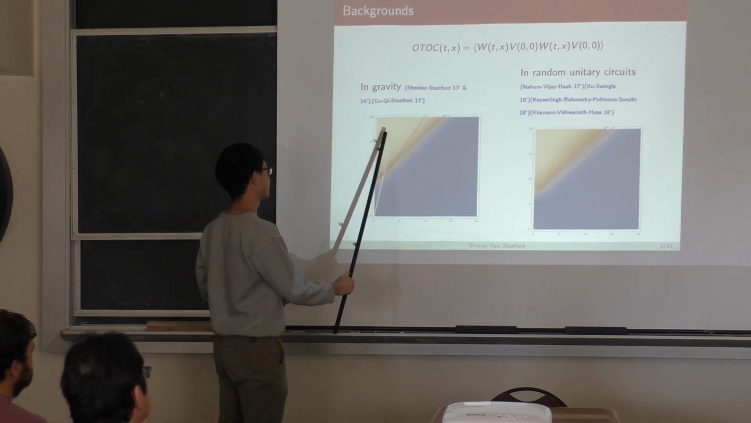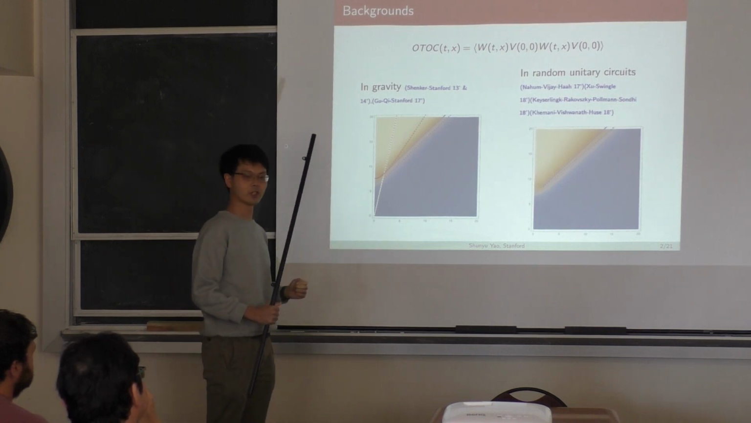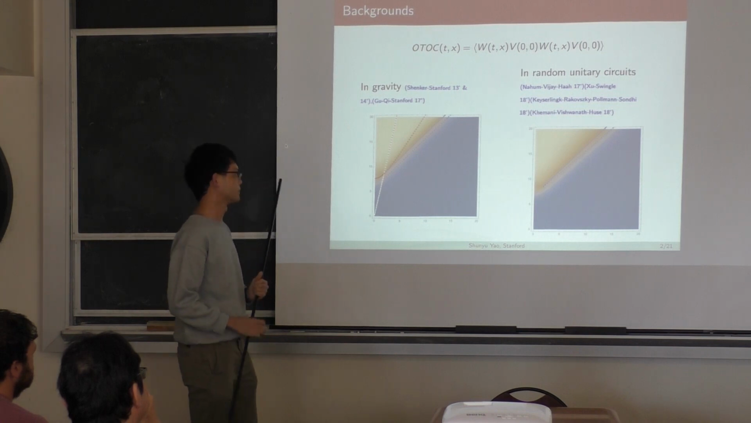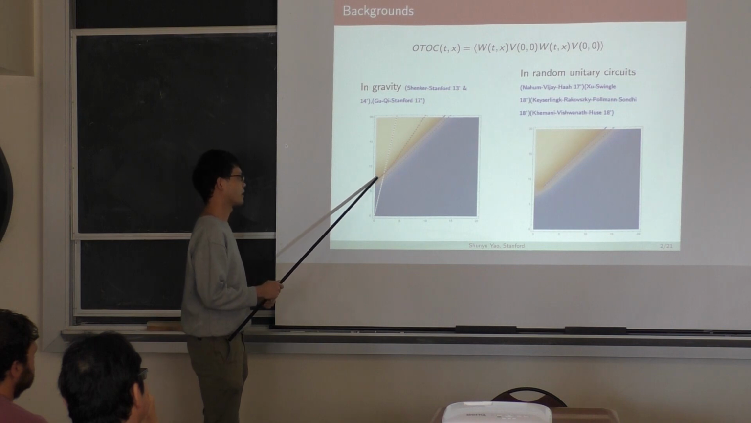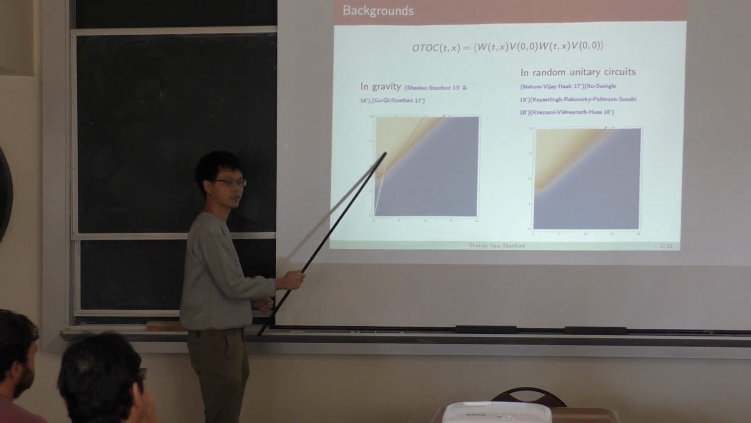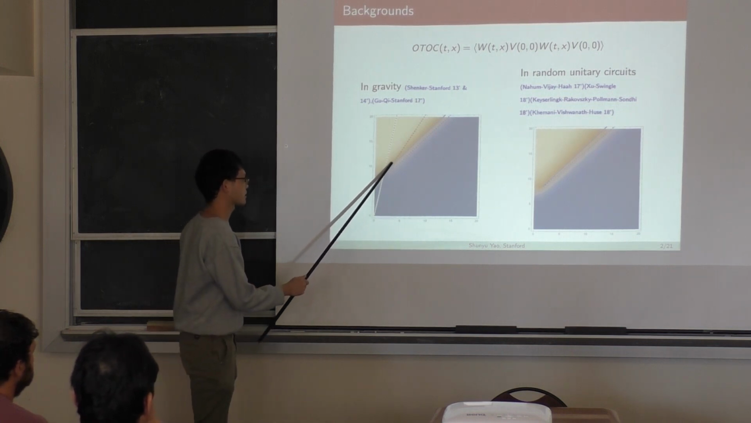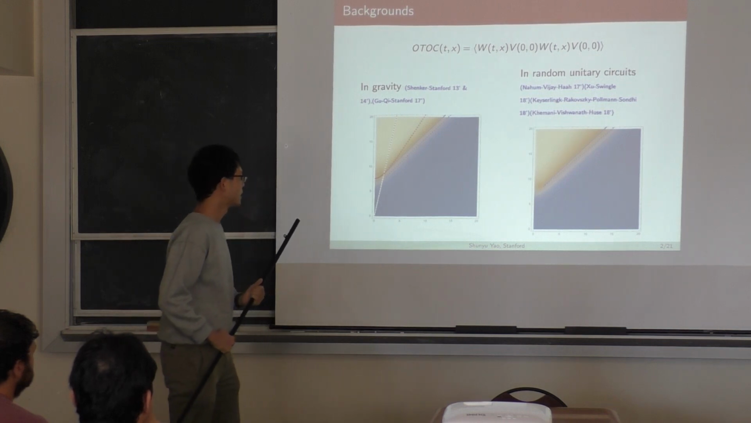The color here, when it's white, means this quantity is large, which is order 1. If it's blue, it means the quantity is small. What you can see here is roughly a cone, a separation between the region where the quantity is large and the region where it is small. This separation is called the butterfly cone.